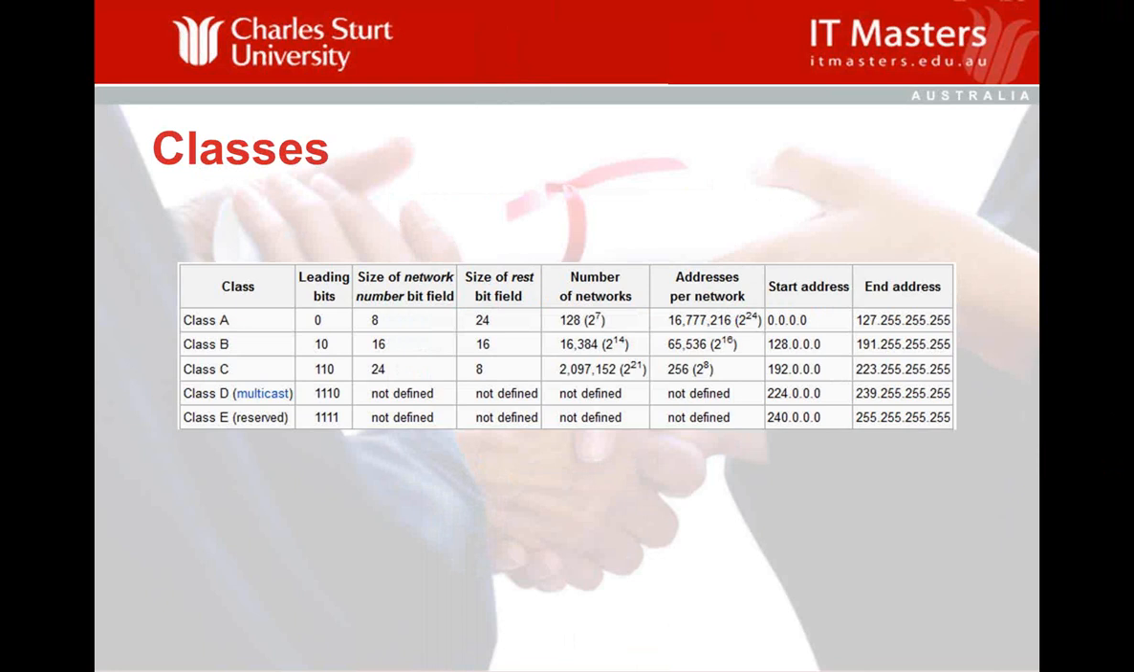The class D address range is used for multicast. If we go across to the second last column here, we see that the starting address for multicast is 224.0.0.0 through to 239.255.255.255. If you ever see anything within that range, they are multicast addresses. They're typically used for things like IPTV, voice over IP, some applications within voice over IP, streaming video, streaming audio, those sorts of things.